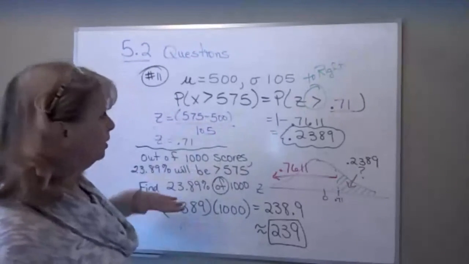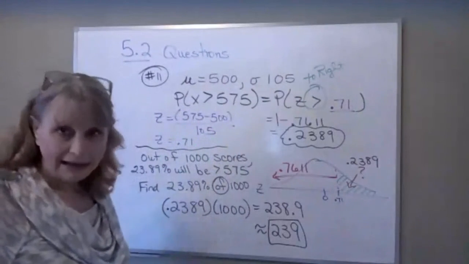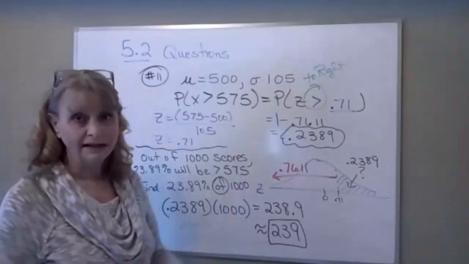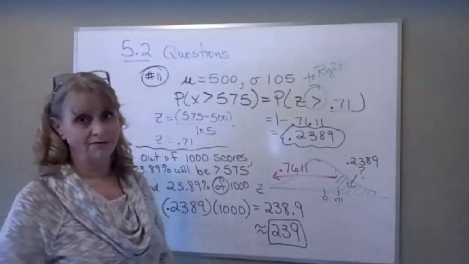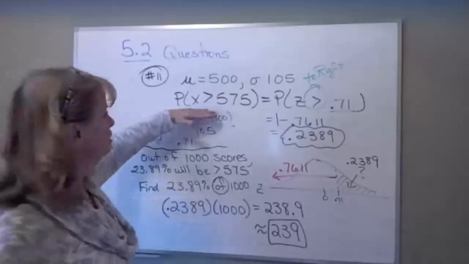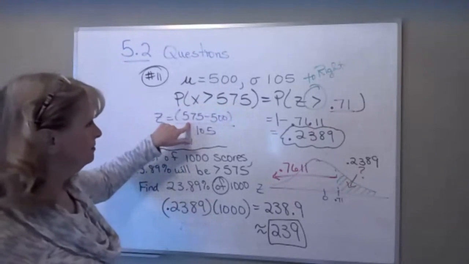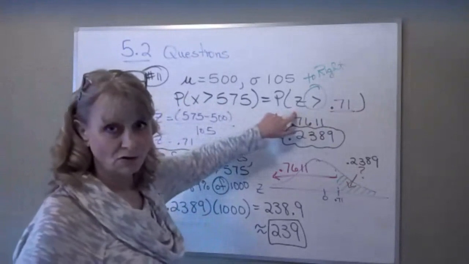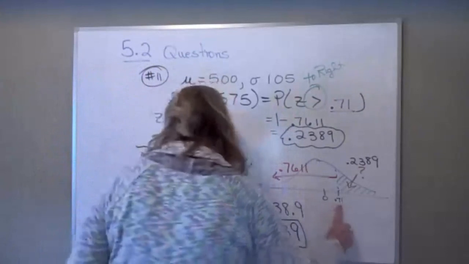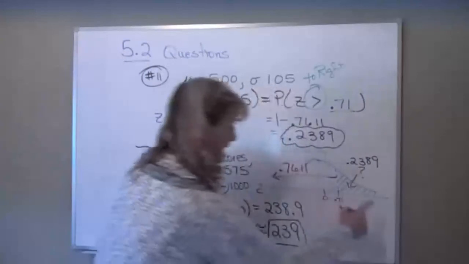So this one, remember the question was, out of 1,000 people, how many would have a score over 575? So what we had to first find was the probability that one score would be more than 575. That's how we start. And that's just a regular question like we're used to. So I write it as a probability. I found the z-score for 575, rewrote the probability with the z-score. I drew a picture. Here's my z-score down here. The z-score always goes on the axis.